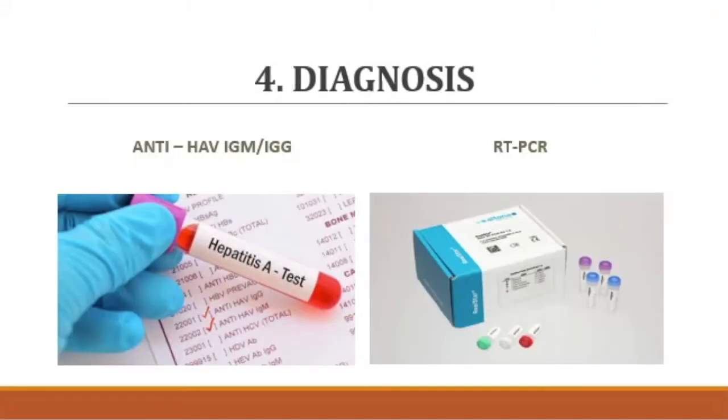So which test do we need to diagnose viral hepatitis A? A specific diagnosis is made by the detection of HAV-specific immunoglobulin G or immunoglobulin M antibody in the blood. Additional tests include reverse transcription polymerase chain reaction, short for RT-PCR, to detect the hepatitis A virus RNA, and may require specialized laboratory facilities.